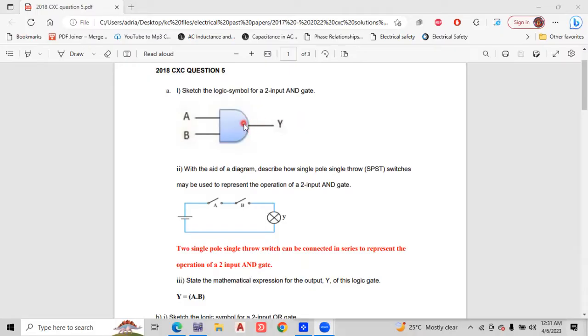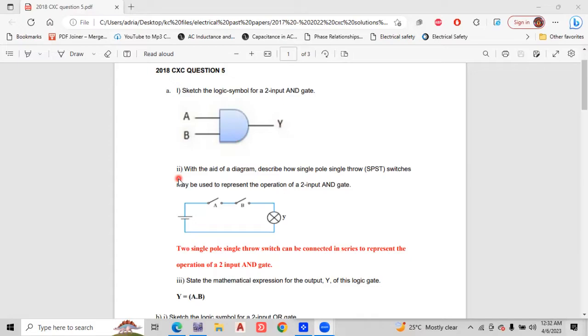Now, the mathematical operation for the AND gate is multiplication. So it means that A and B would be multiplied in order to get Y. All right, so that's it for part 1 of A.